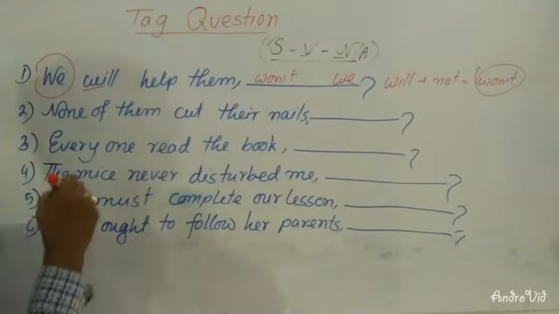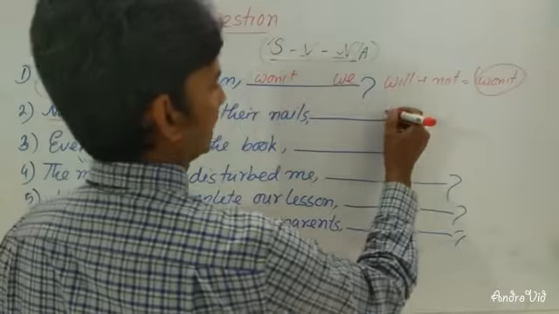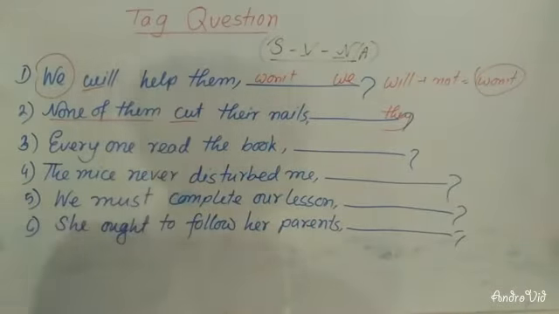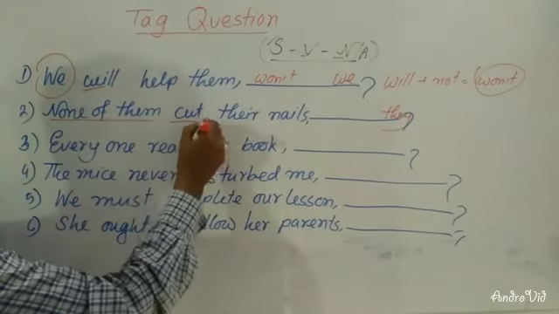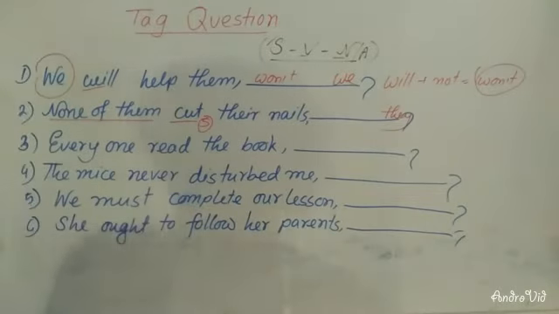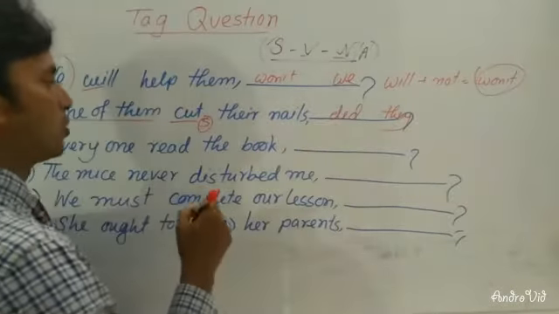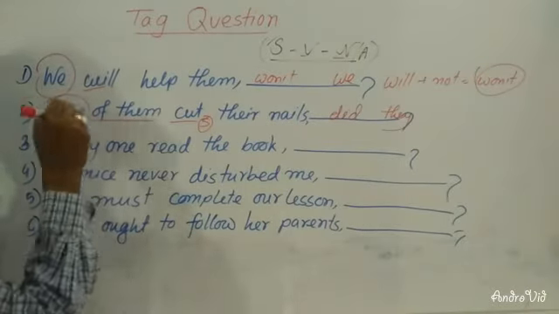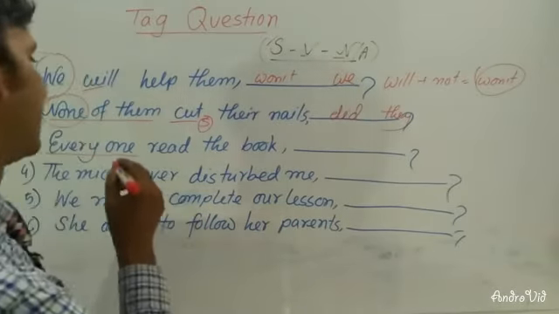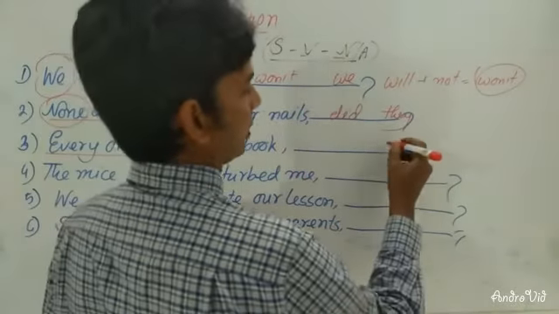And none of them cut. None of them is also a negative sentence, so you will use they. And this is the past indefinite tense, because there is no s or es. If there is no auxiliary verb and it is past indefinite tense, you will use did. I will not use not because there is the negative word none. And everyone indicates they. Each indicates individually, but at the time of writing in the tag questions, you will write all together, they.